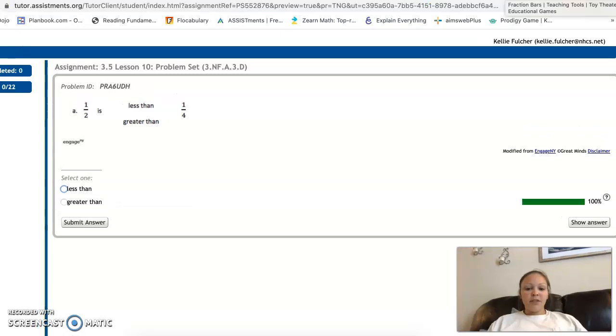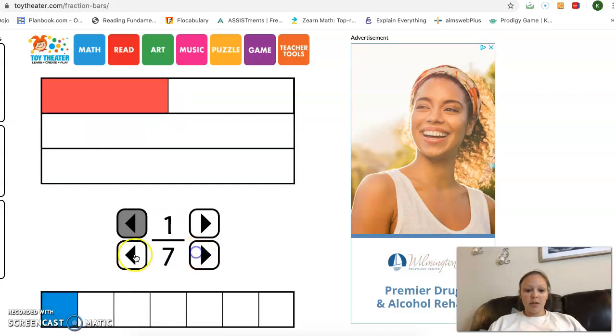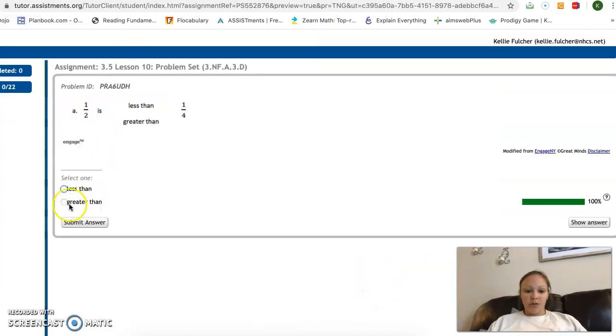I want to give you guys some feedback on yesterday's problem set, lesson 10. So we have 1/2 is less than or greater than 1/4. I'm going to come over here to my manipulatives. Here is 1/2. Here is 1/4. As you can see, this red piece is way bigger. This 1/2 is way bigger than this yellow piece, which is 1/4. So 1/2 is greater than 1/4.